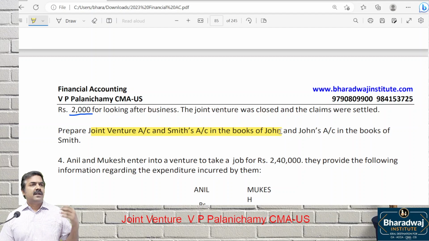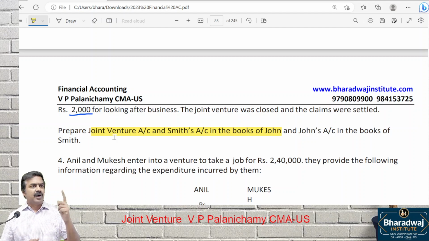Which means, are they going to operate and open a separate account, or are they going to continue with the same account? In the books of John, Smith account we have to prepare. And in the books of Smith, we have to prepare which account? Simple. I continue in my books, you continue in your books.